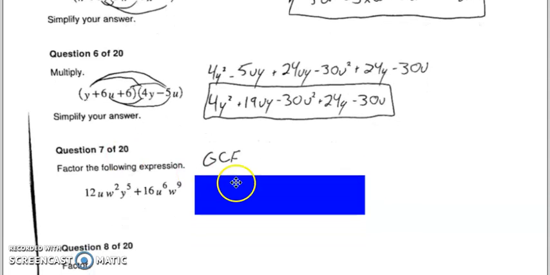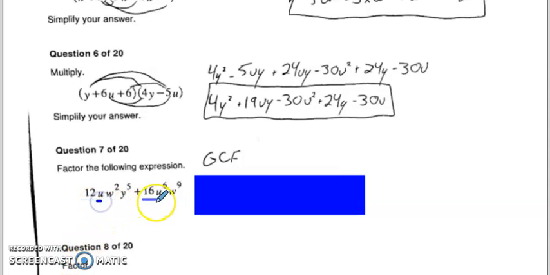All right, next up, factoring. Everyone's favorite F word. Love it. Anytime you have a factoring problem, you always want to start off with a GCF first. So first off, I'll look at my numbers. Is there a number that goes into 12 that also goes into 16? Next, I'll look at letters.